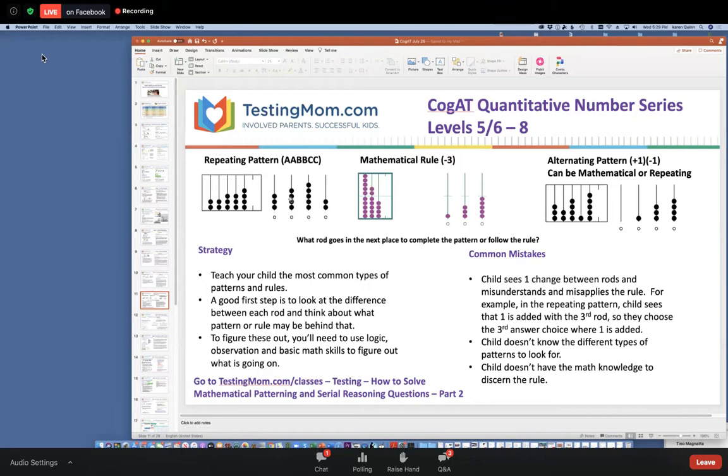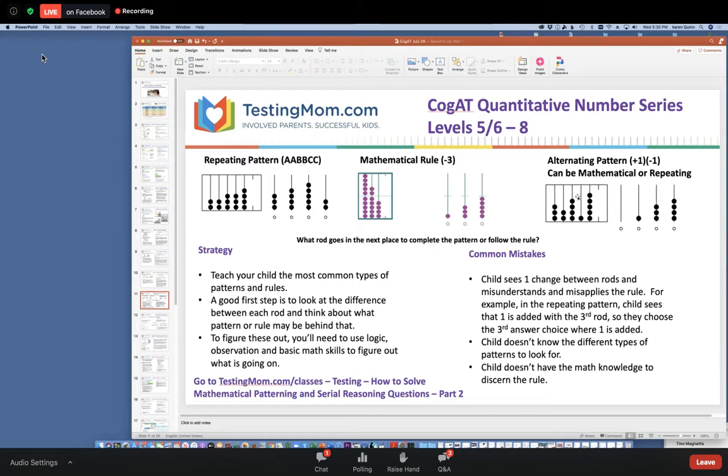With little ones, there's really 3 of the most common to look for. So here's what they are. Some look like this. It's like an AABBCC or ABAB type pattern. You can immediately see the pattern, and you just look for what goes along with the pattern. This is AABBCC, and so this is our answer. Sometimes it's mathematical. With this one, we're subtracting 3 each time. So this is our answer right here.